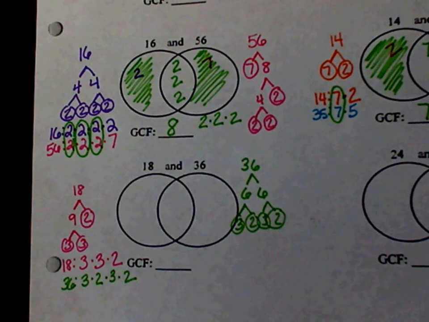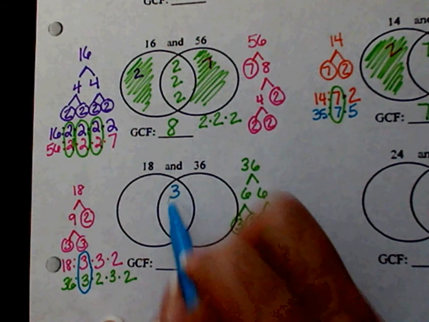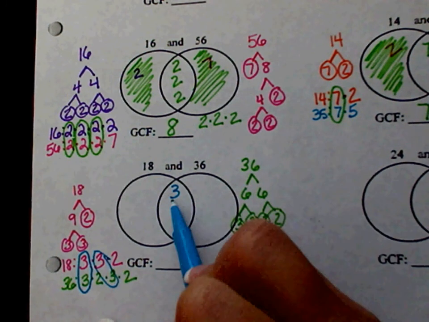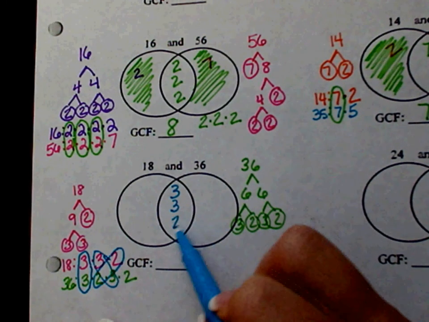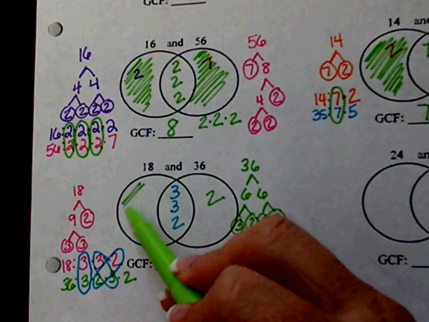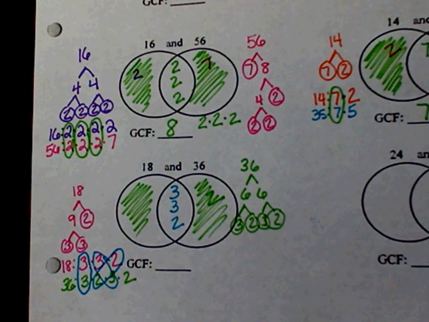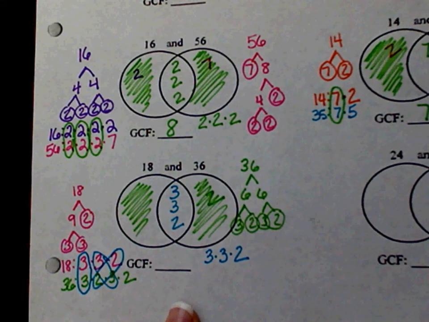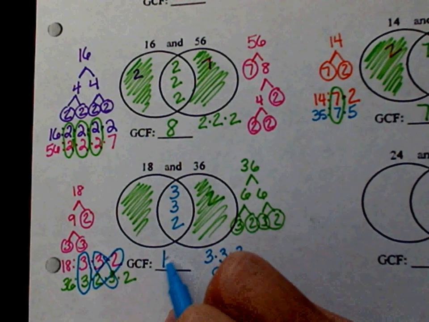Now let's try to find pairs. I see a pair of 3s, I'm going to circle it, put it in the middle. I see another pair of 3s, put it in the middle. I see a pair of 2s, put that in the middle. Now 36 has a 2 left over, but I'm not going to worry about here or here. I'm just going to worry about the middle. So I'm going to multiply 3 times 3 times 2. Well, 3 times 3 is 9. 9 times 2 is 18. So the GCF is 18.